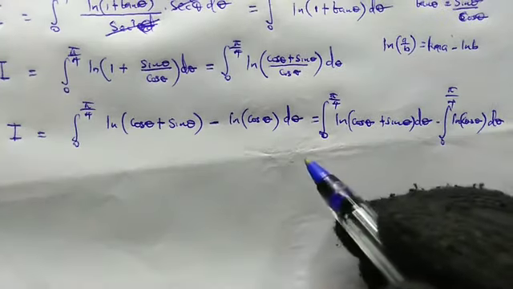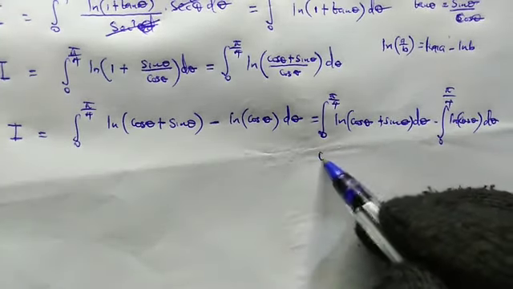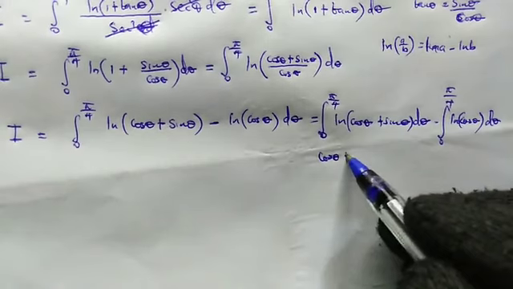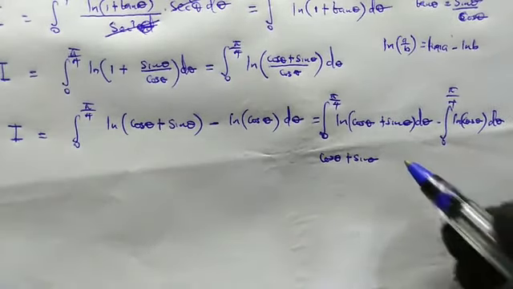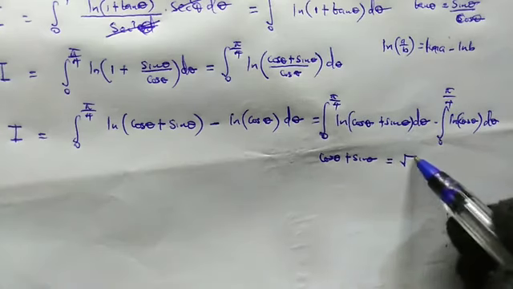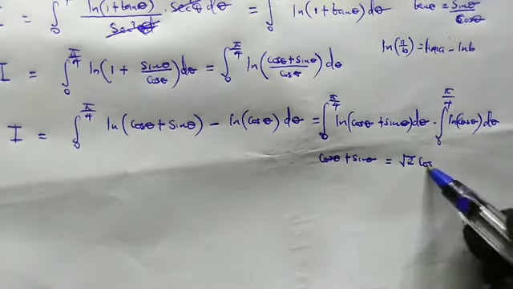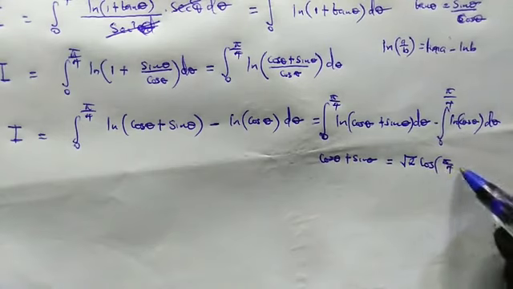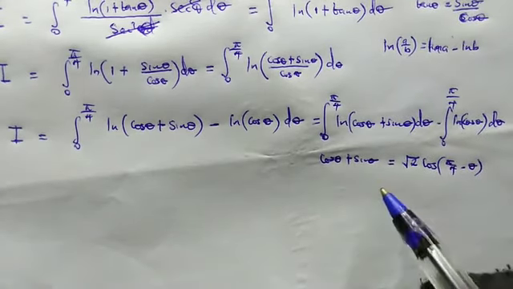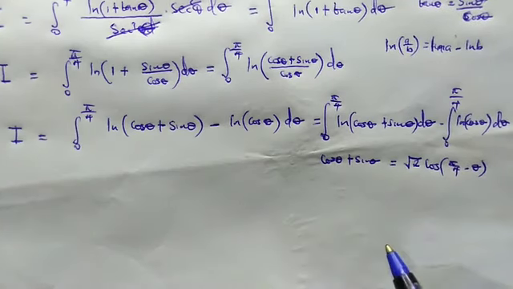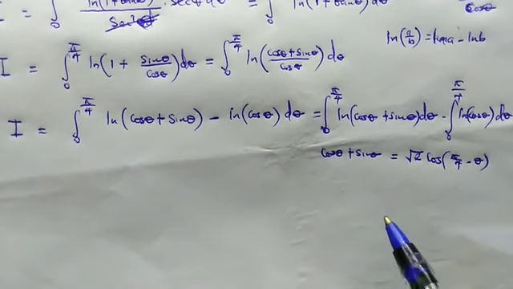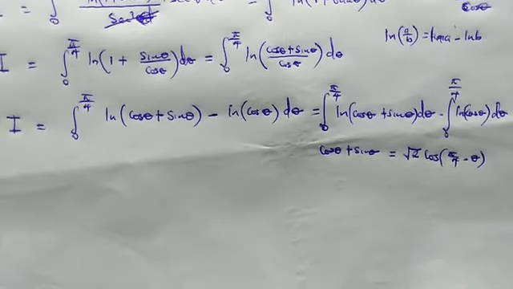Now, let us record this identity. The cosine theta plus the sine theta is equal to square root of 2 multiplied by the cosine of pi over 4 minus theta, right? So we're going to use this nice identity. In fact, the identity is awesome, right?